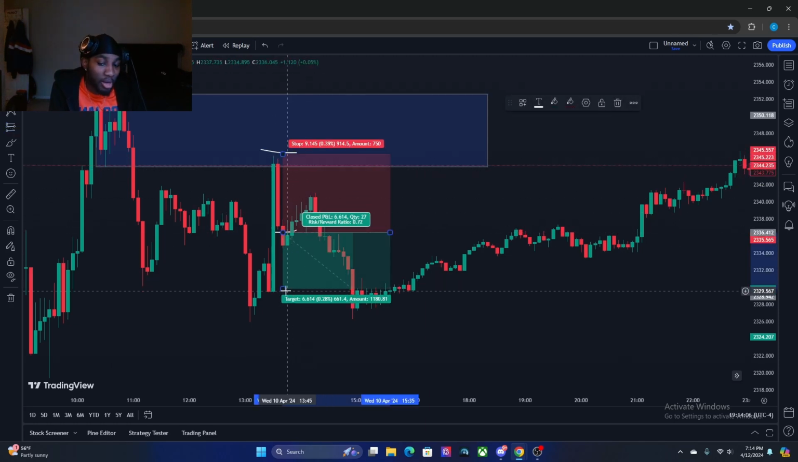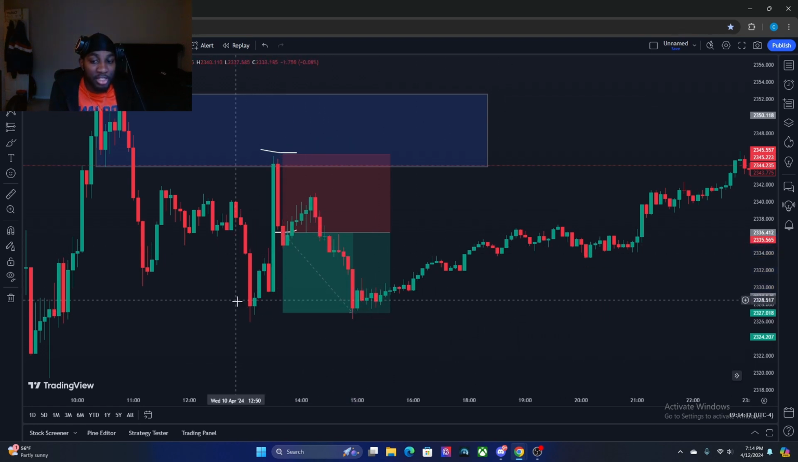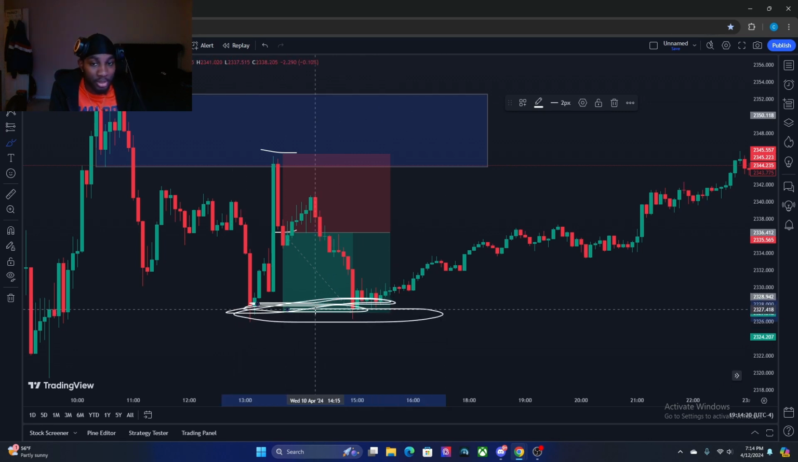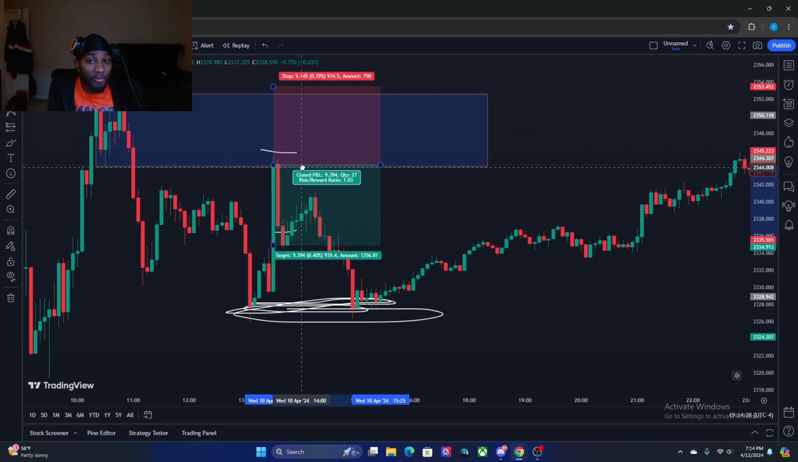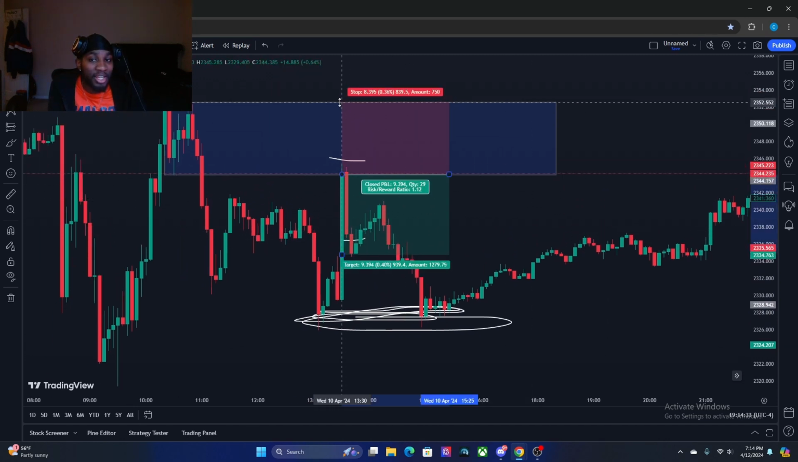That's why I wouldn't have even really taken this, or I would have just aimed for a little 1-to-1, which it did hit. I would have probably just aimed for this low right here. If you were to get in, you would have aimed for this low, and that's pretty much it, because we're going counter trend. If we're going with the trend, you could aim for stuff that's a little bit higher. You could also get in aggressive if you wanted to. You could literally wait for price to tap the zone and then take your entry, but then you would have to put your stop loss up here automatically.